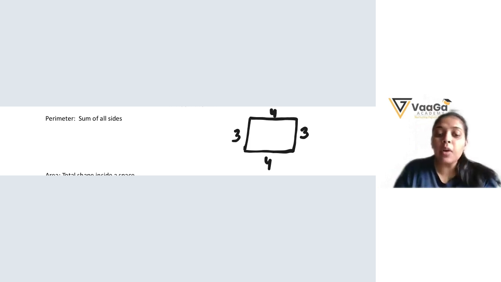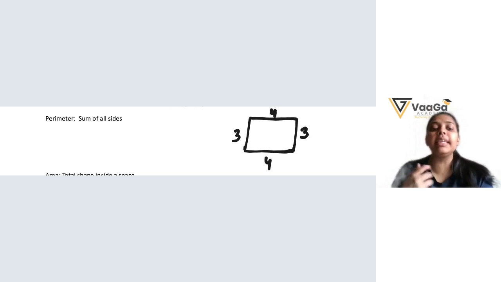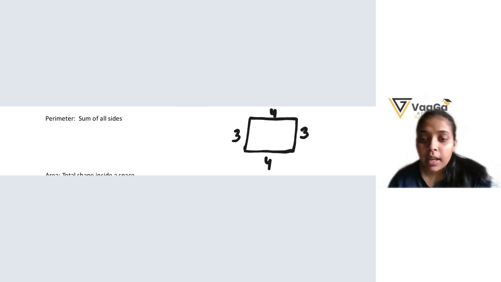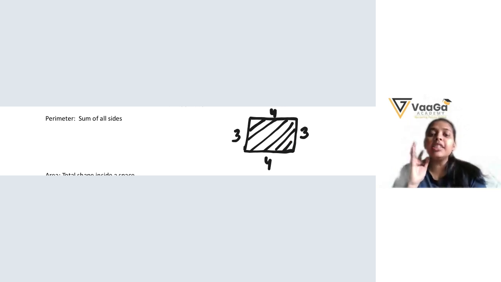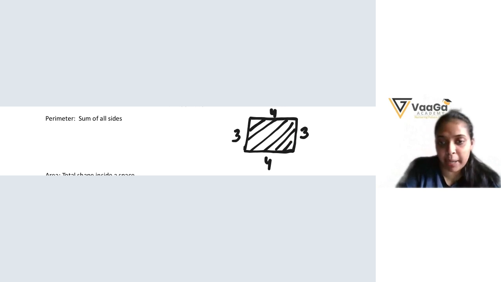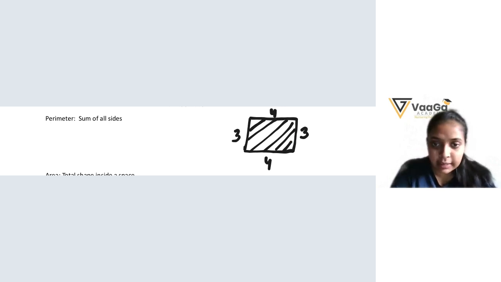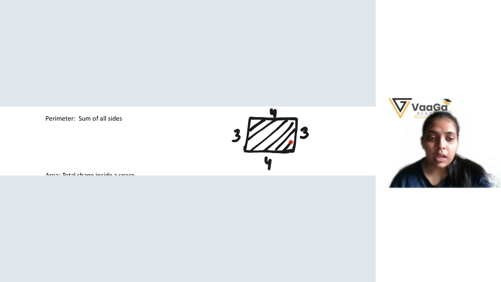Very good. Now let's talk about area. Beta, can you see there is some space inside the shape? Yes. This space is known as the area. So, what is area? The space inside the shape. Yes.